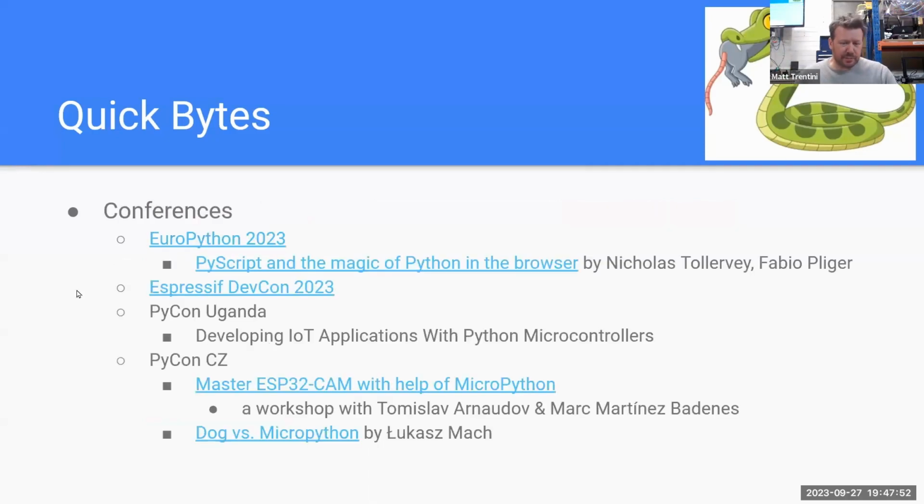And some conference news. There's been a few that have had some content that you may be interested in. EuroPython had quite a few, in particular the one by Antonio and Fabio Pliger, who were talking about PyScript, and they've basically rewritten PyScript, but they're pushing forward using MicroPython as well as Python. It's a pretty interesting talk, worth having a look.